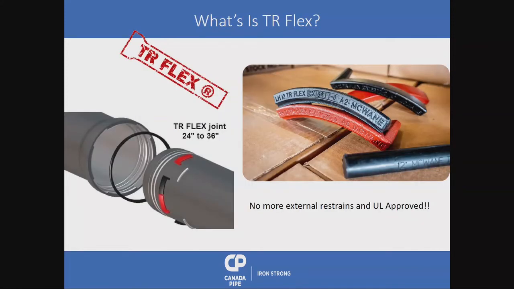The one that's being touted as the next one, and one we're selling a lot in BC, for example, and also in other places in Canada, is the TR Flex. TR Flex is a restrained joint pipe, and it can be restrained without using external restraints. So we're talking about cutting down labor, we're talking about cutting down materials. It's about safe to about 800 PSI, the same as the other ones are.